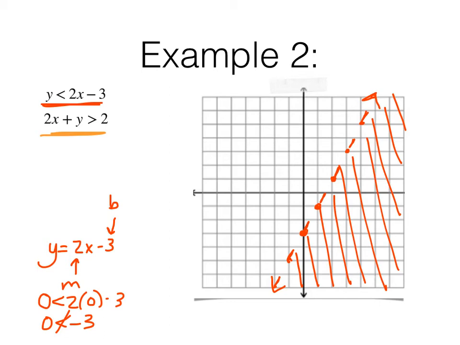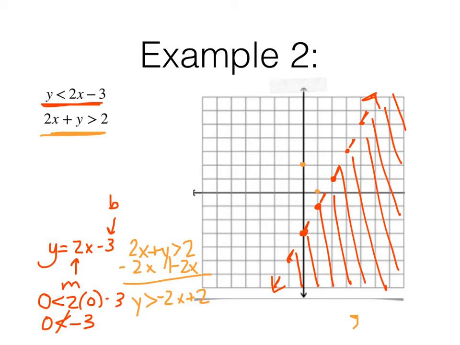All right, the orange one is not solved for y, but it's easily solved for y if we take the moment to write out the work. We're going to subtract 2x from each side. And we get y is greater than negative 2x plus 2. So the y-intercept this time is positive 2. Slope of negative 2. So down 2, right 1.